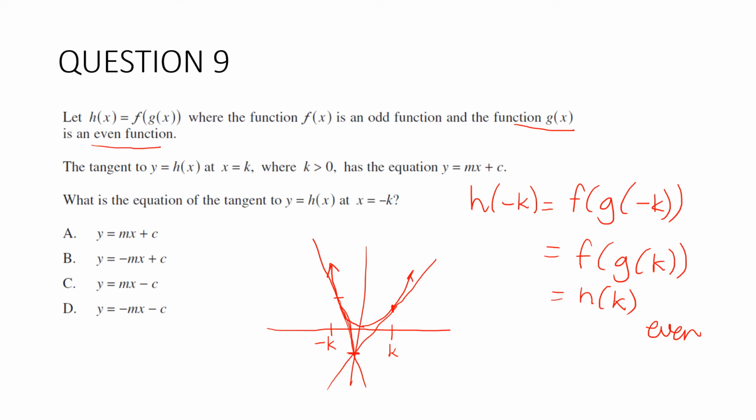All right, firstly we can see that the y-intercept of these two lines is going to be the same. So it's going to be plus c. So we can eliminate C or D. Now if the gradient of this line here is m, then the gradient of this one must be negative m. So our answer is B.